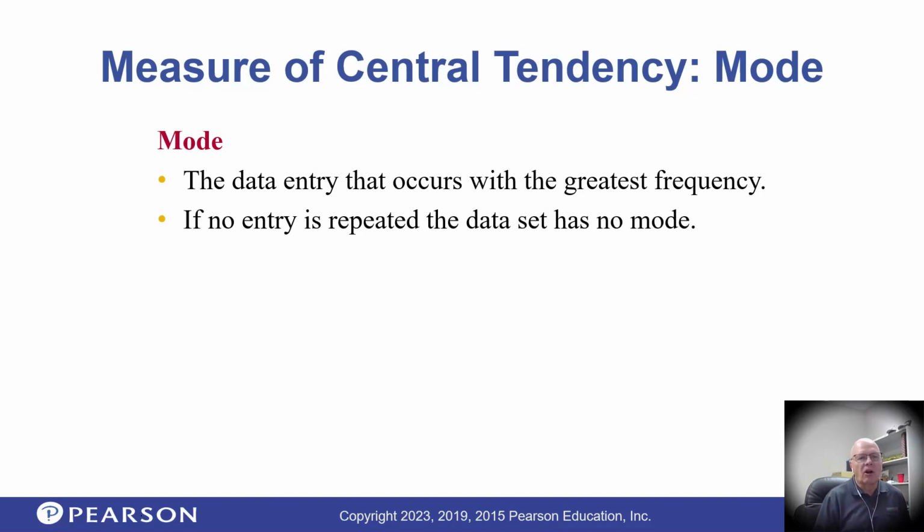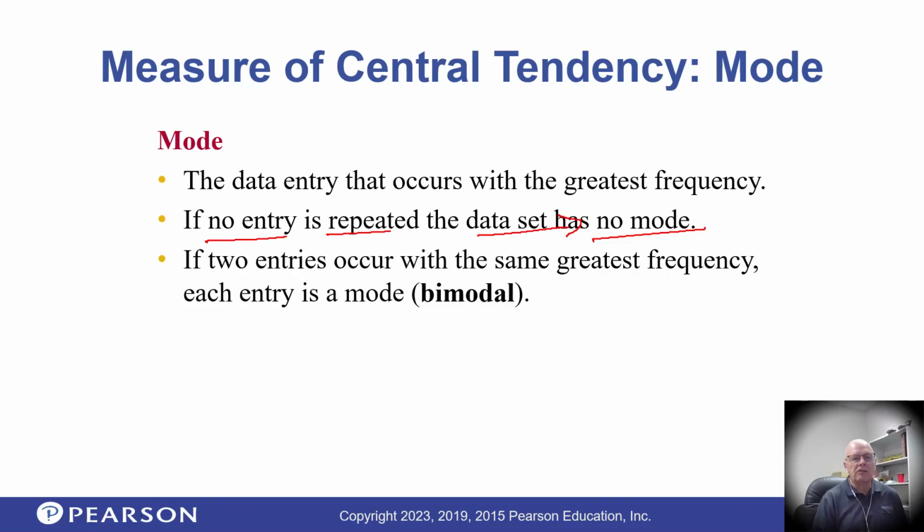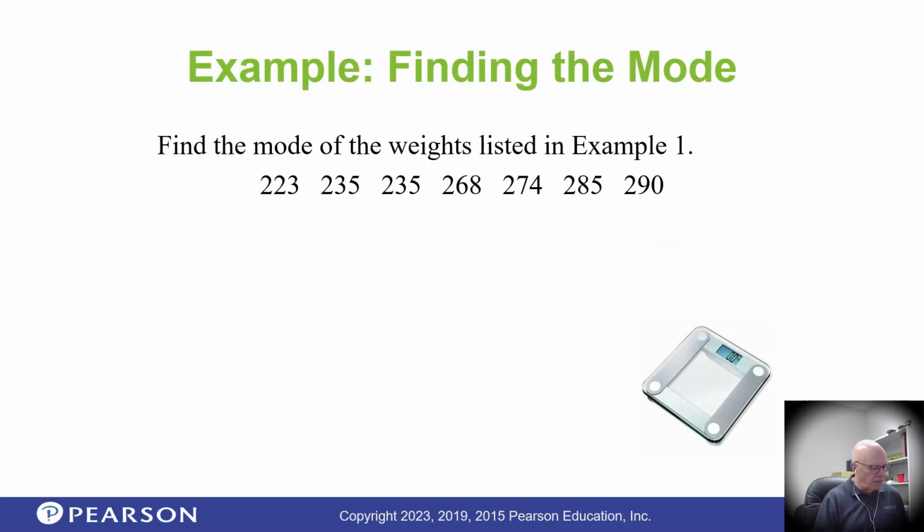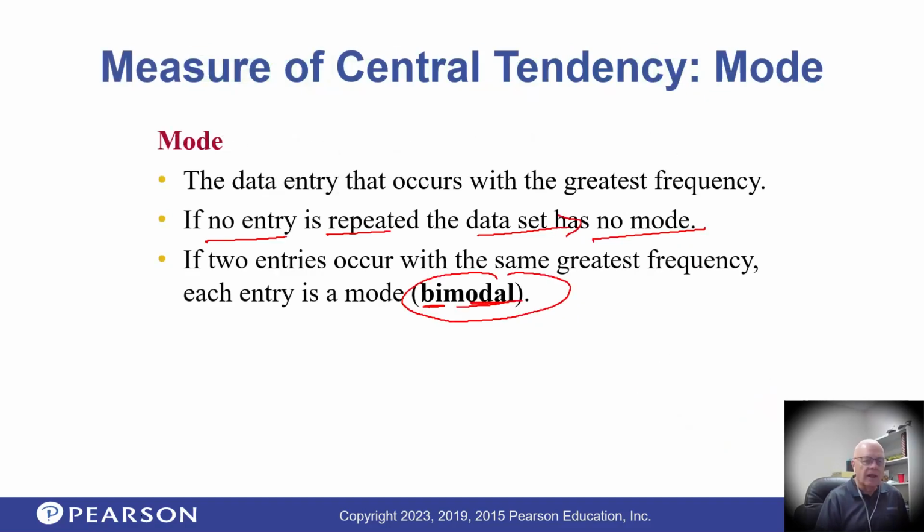If none of them are repeated, then we have no mode at all. None repeated, no mode. If you have two that have the greatest frequency, there's a tie, then it's called bimodal. Bi as in two modes. If there's more than two, if you have 3 or 4 or 5 with the greatest frequency, all in a tie, then we just don't say there's a mode at all.